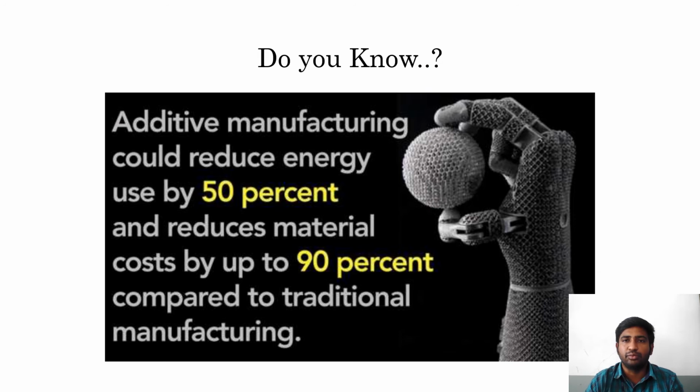Let's move on to some facts. Do you know about additive manufacturing? Additive manufacturing could reduce energy by up to 50% compared to the conventional machining process, and also reduce material cost by up to 90%. Please imagine, 90% is a vast amount compared to the traditional process. So 90% can be saved using the additive manufacturing process. This is the fact about additive manufacturing.